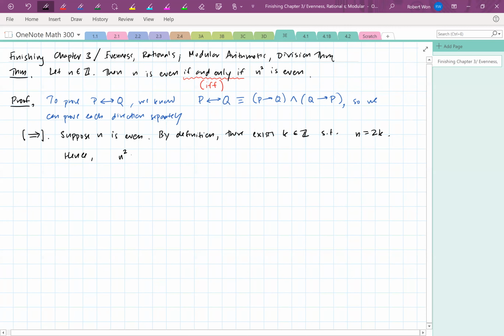Okay, so let me do it this way. n squared is just n times n, which means that it's 2k times n, which is 2 times kn by associativity. So n squared is 2 times something. I need to make sure that that something is an integer, right? But by closure of Z, kn is an integer. Hence, n squared is even by definition.